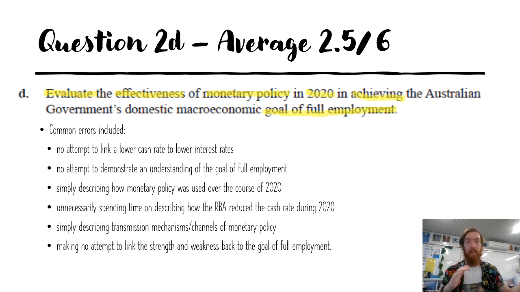And then being able to link it, potentially even with being in 2020, knowing some unemployment stats would be great to include in an answer here. Simply describing how monetary policy was used over the course of 2020. That's not evaluating the effectiveness, that's just saying what happened. You probably get 1 mark.